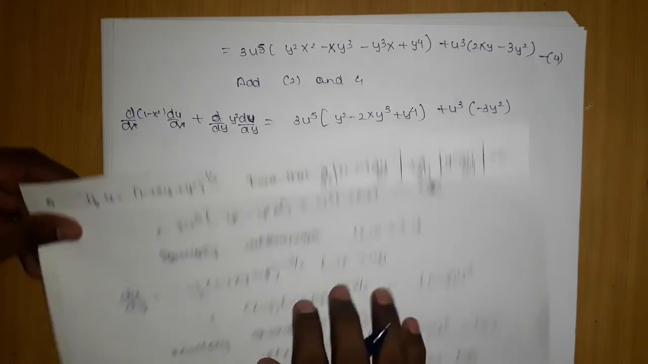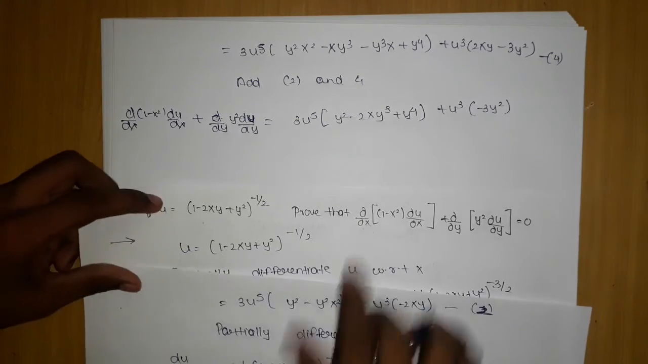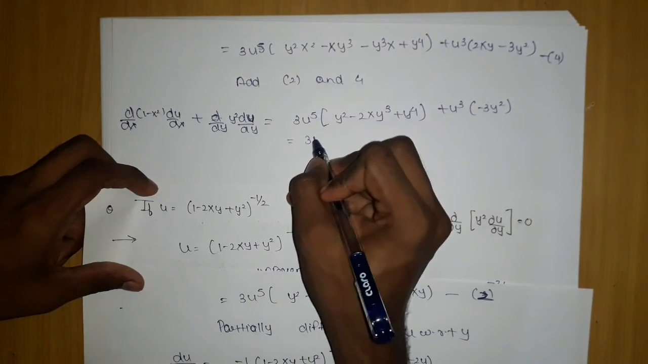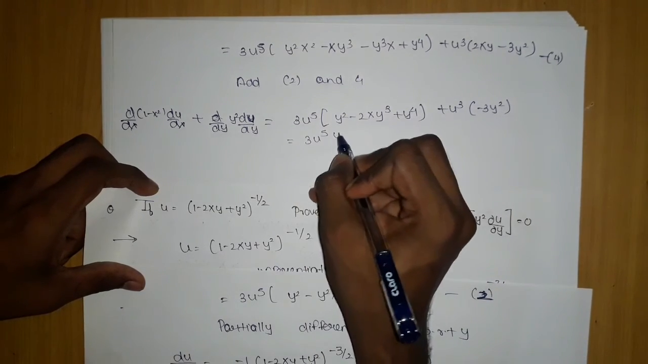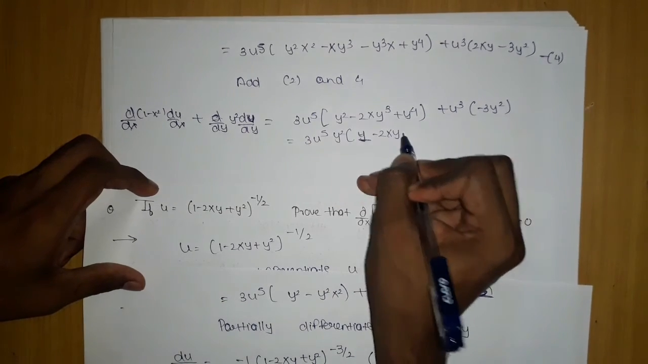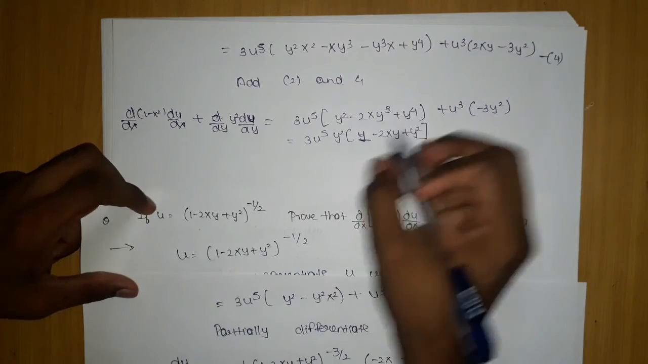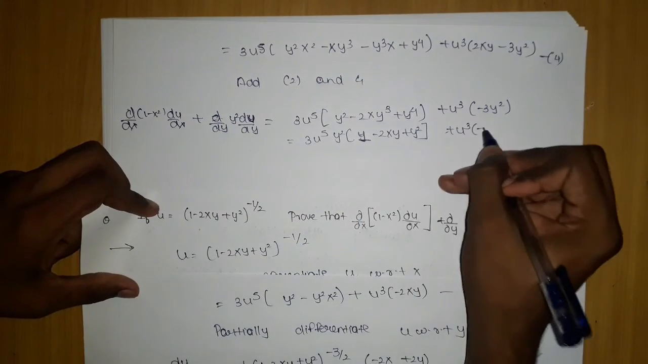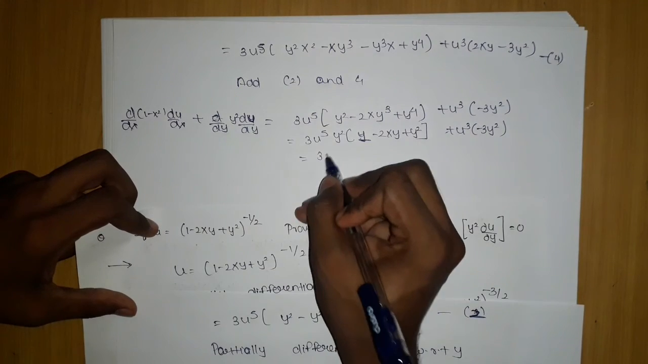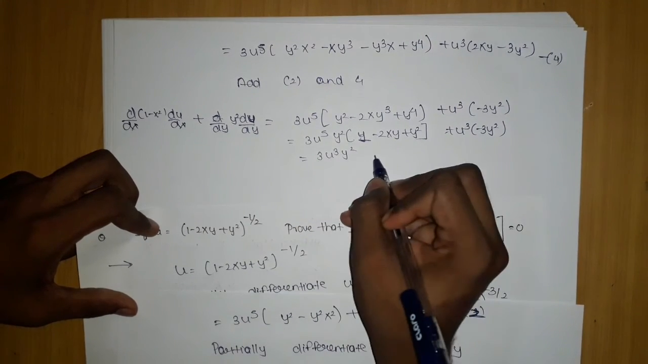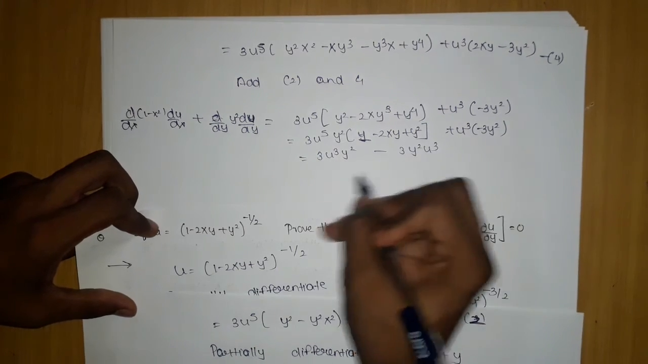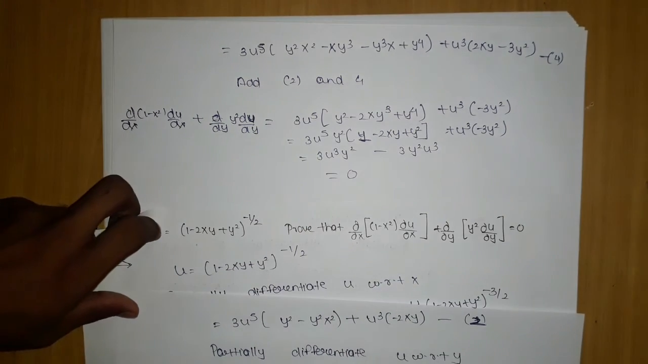So if I take y square outside, I will be left with 3u power 5 times (1 minus 2xy plus y square), plus u cube times minus 3y square. Now you can clearly see this is nothing but 1 by u square. So this will become u cube y square, and this is minus 3y square u cube. So this and this will cancel out and give me 0.